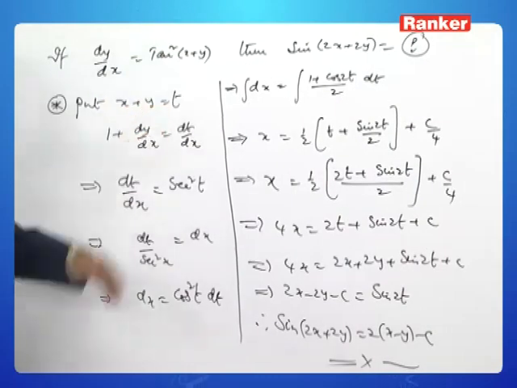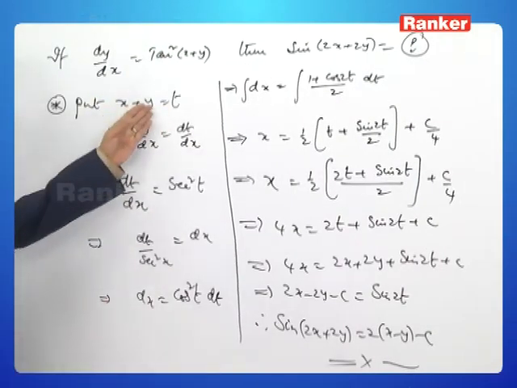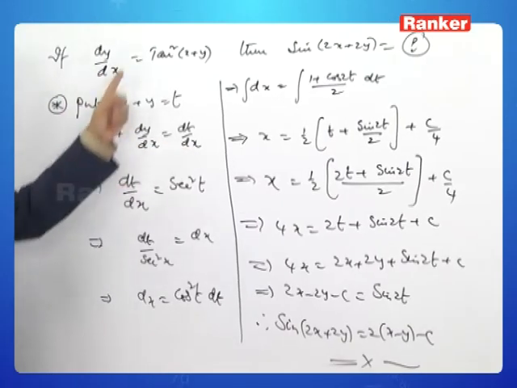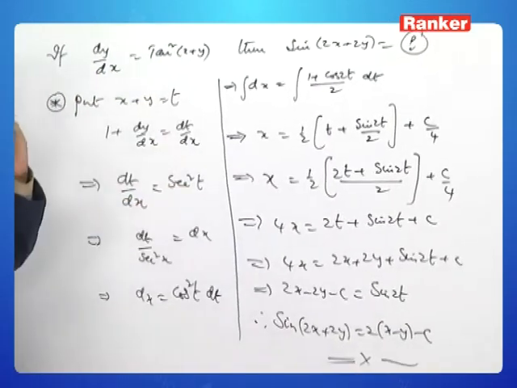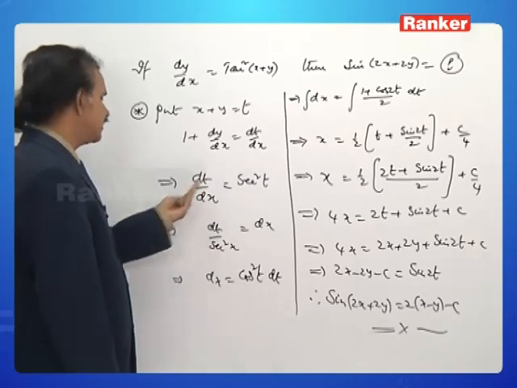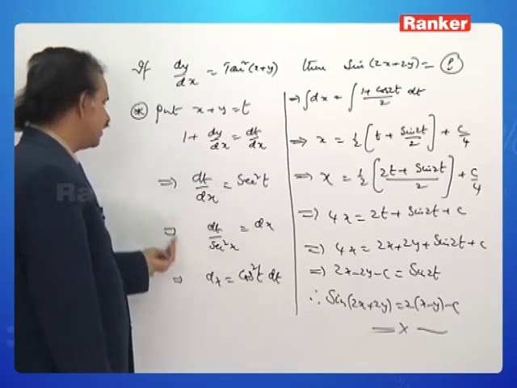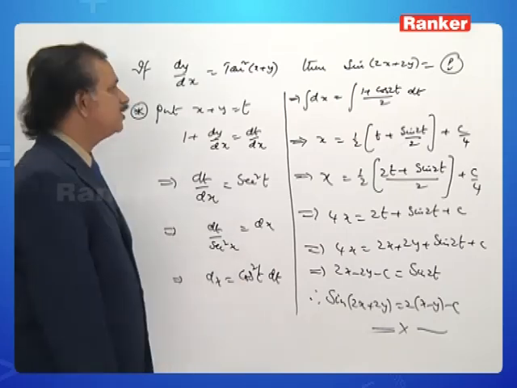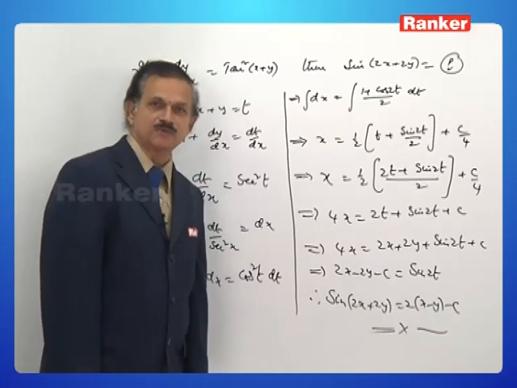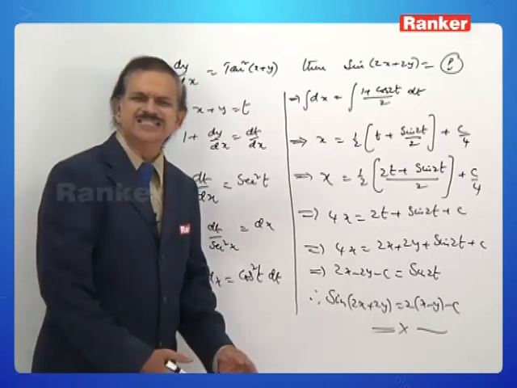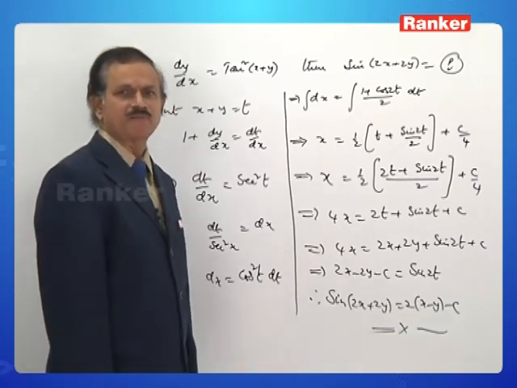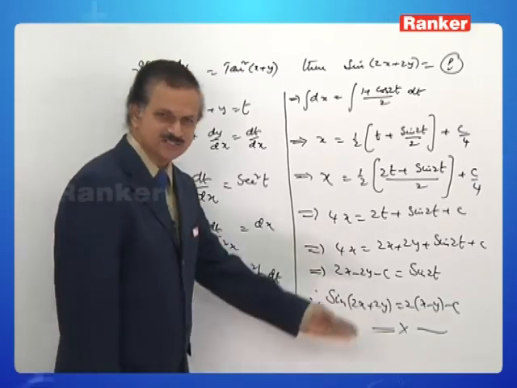You take x plus y is t. So 1 plus dy by dx is dt by dx. If you add 1 on both the sides, 1 plus dy by dx becomes dt by dx. And 1 plus tan square t is nothing but secant square t. You bring that secant square t that side, and dx this side, so that dx is equal to cos square t dt. And we know that cos square t is (1 plus cos 2t) by 2. And by using the most standard, very easy integration pattern from indefinite integrals, we will be able to have the answer.